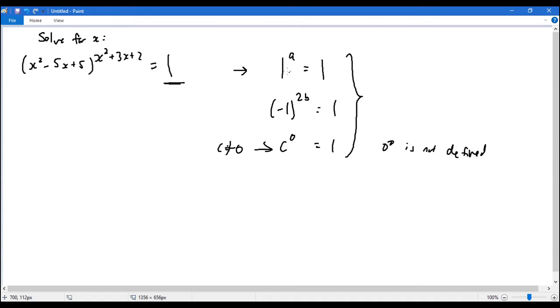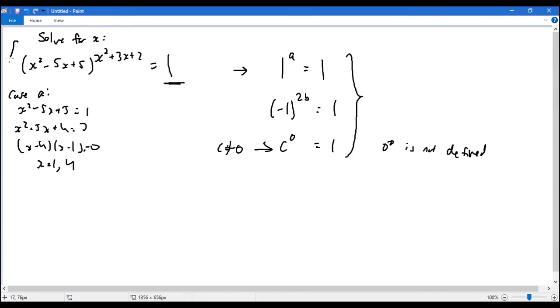First of all, we look for when the base is 1. So let's solve for that first. Case A, x squared minus 5x plus 5 equals 1. Then we can subtract 1 from both sides, and we factor: x minus 4, x minus 1 equals 0. So x equals 1 and 4.